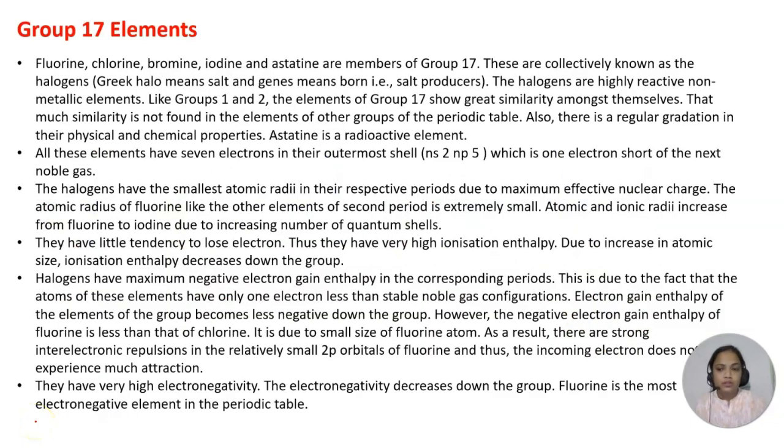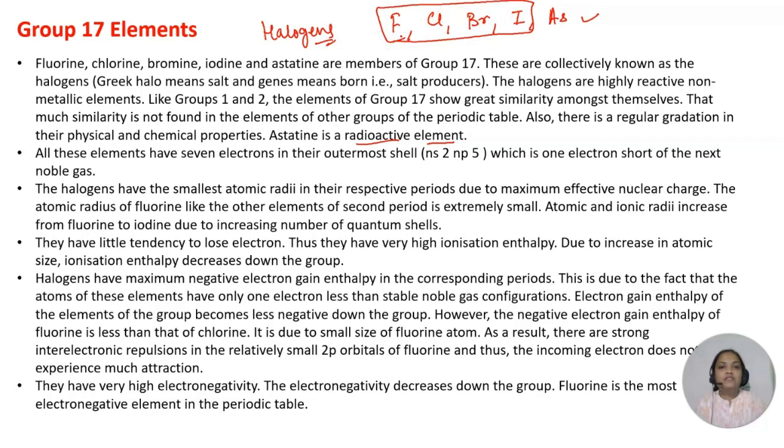Now group 17 elements. We know group 17 elements are the halogens: fluorine, chlorine, bromine, iodine and astatine. Astatine we don't study that much because it is a radioactive element. We study fluorine, chlorine, bromine and iodine, and there are a lot of similarities among them, just like in groups 1 and 2. These kinds of similarities we have not found in other groups. All these elements have 7 electrons in the outermost shell, ns2np5, which means they are just 1 electron short of the nearest noble gas, which makes them highly reactive non-metals.